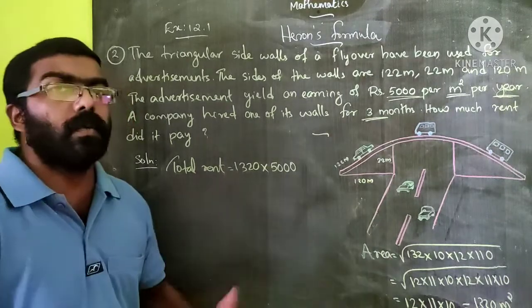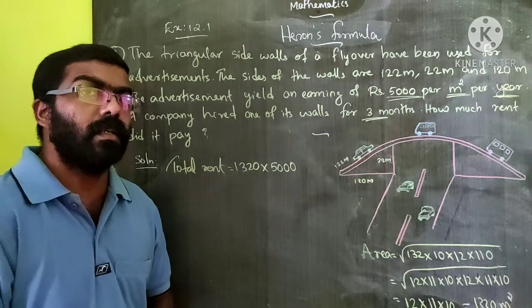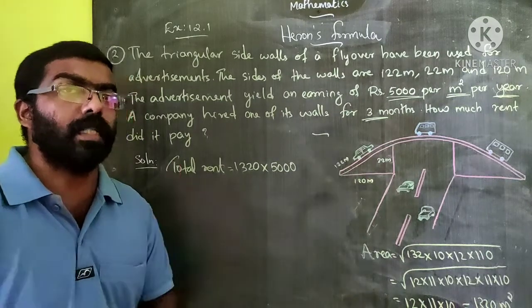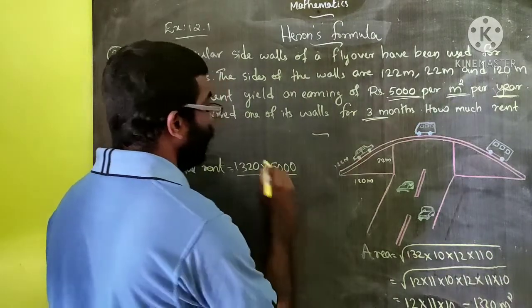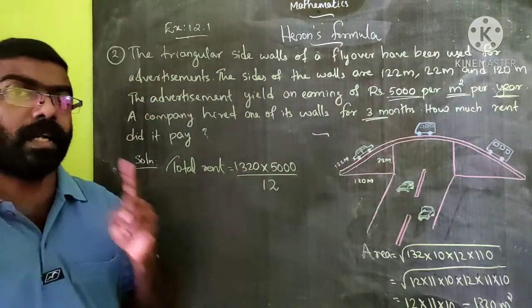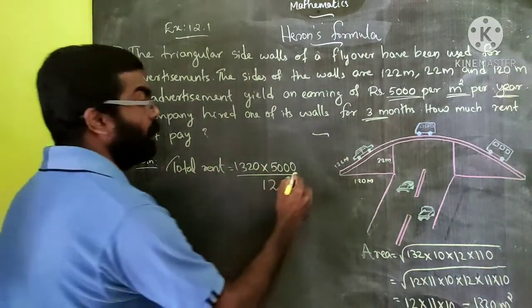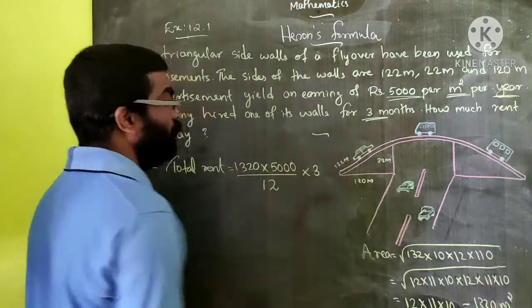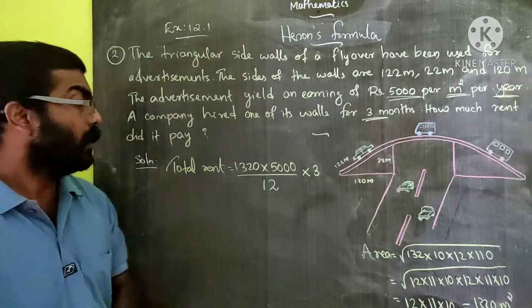So this is for 1 year, and if we divide it by 12, we get what? The rent for only 1 month. If we divide the entire quantity by 12, we will get the rent for 1 month, but here we have to find it for 3 months, so we have to multiply by 3. Now this result will be the final answer.